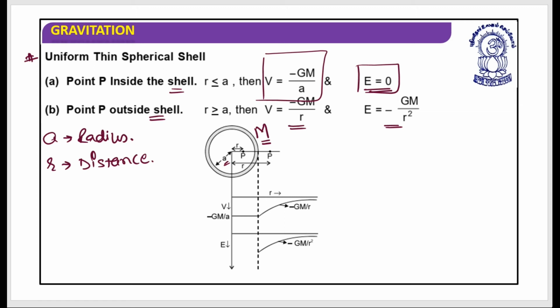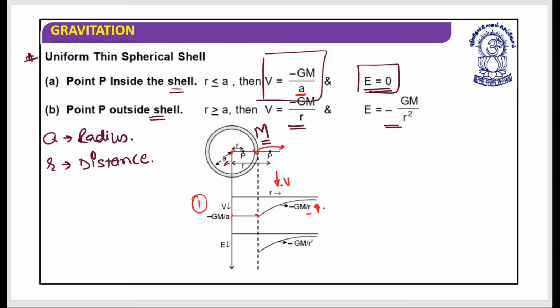So let's just plot this. First, I'm going to plot the potential. From the center up to the surface, the value will be fixed. It's minus of GM by a, so it's a straight line. And as soon as I leave the surface and move outside, it's minus of GM by r. So as r is increasing, this V is decreasing. I hope this is clear.